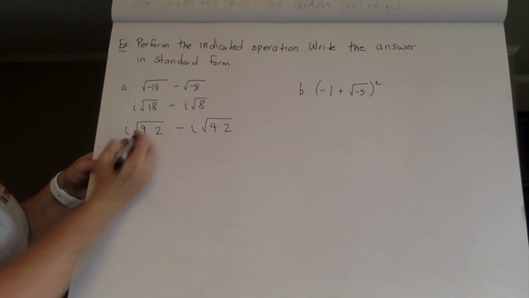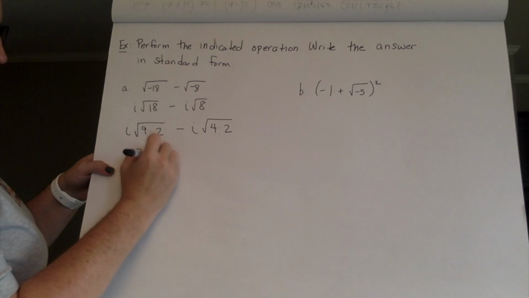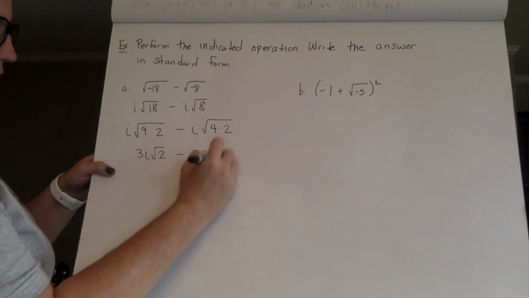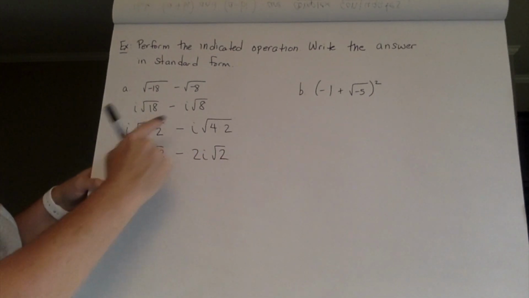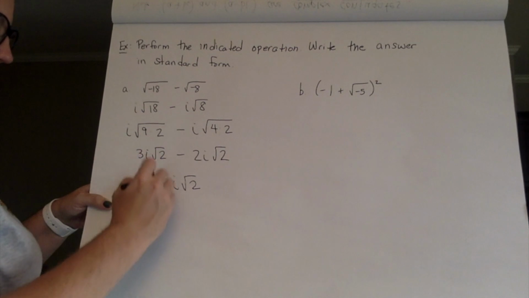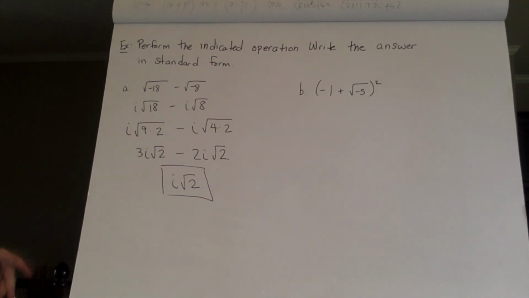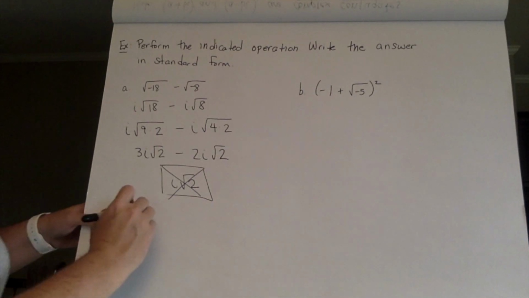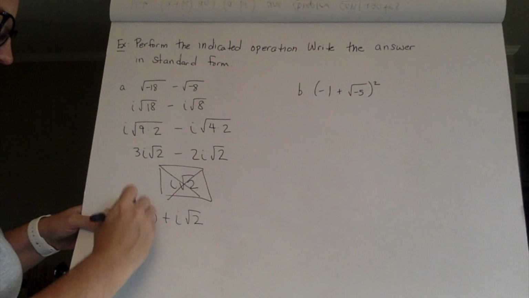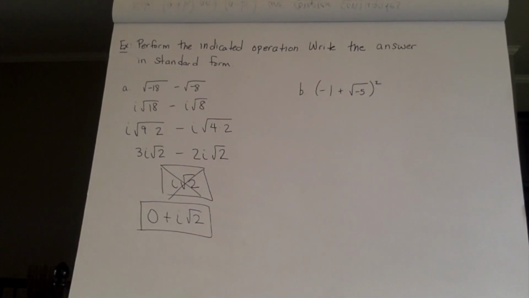We have the square root of 9, which is 3, so this is 3i square root of 2. This is now 2i square root of 2. 3i square root of 2 minus 2i square root of 2 would be 1i square root of 2. Oh, that's bad. Why is that bad? We didn't write it in standard form. We would have to write that as 0 plus i square root of 2. There's our final answer. Okay, don't forget standard form.